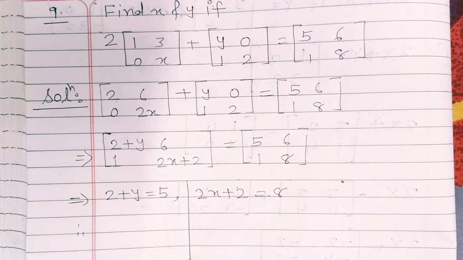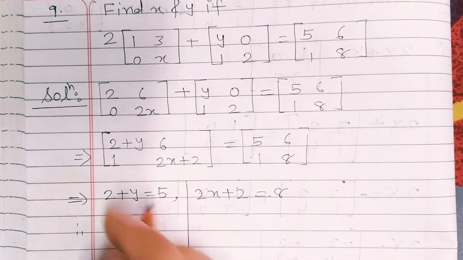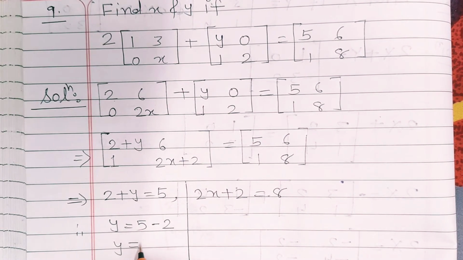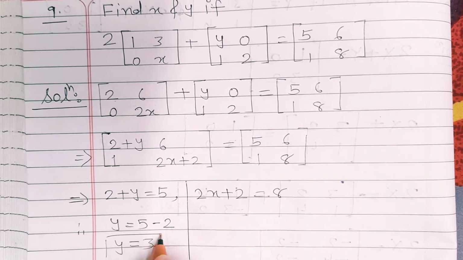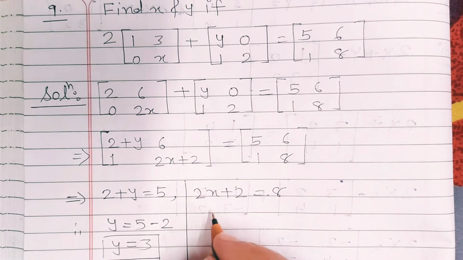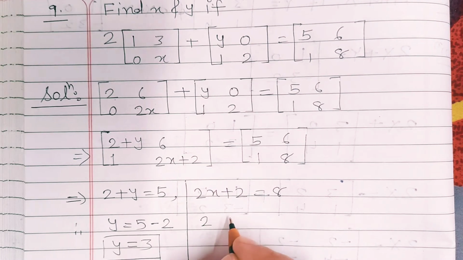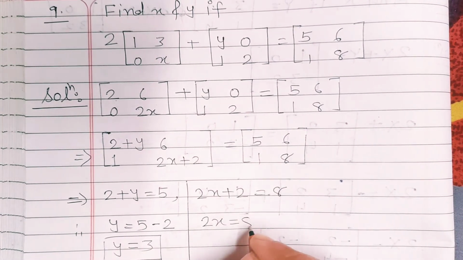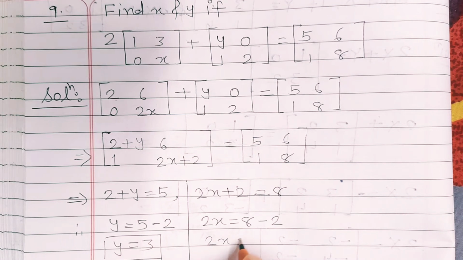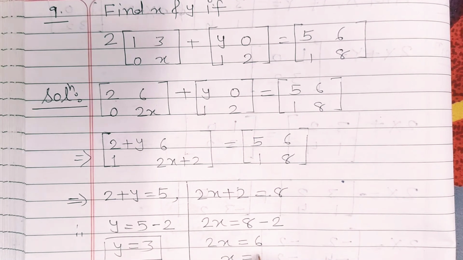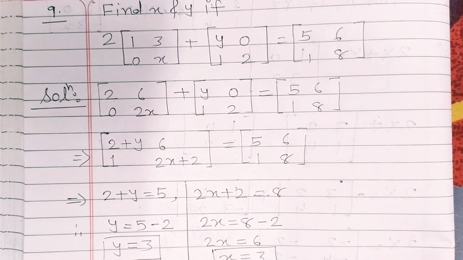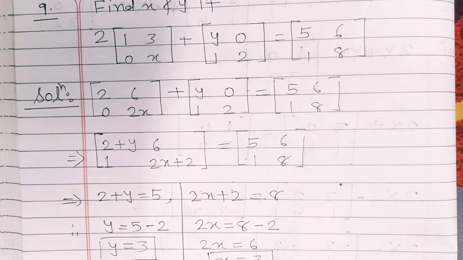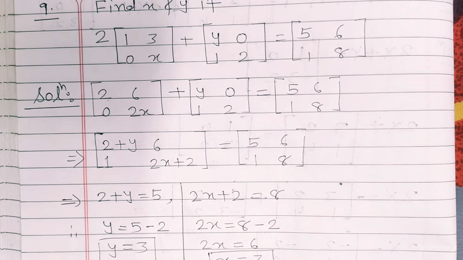So here, what do we have? y is equal to 5, 2 will come on the right side, it will change its sign and it will be minus 2. So we'll have y's value is equal to 3. यहाँ से हमें y मिल गया है, यहाँ से हम 2 ले लेते हैं कॉमन, it will be 2x and we are just taking 2 on the right side, it will be 8 minus 2. So 2x will be 6 and x will be 6 by 2 that means 3. So in this way we have found the values of x and y. The value of x is equal to 3 and the value of y is equal to 3. So in this way we have completed our 9th question.